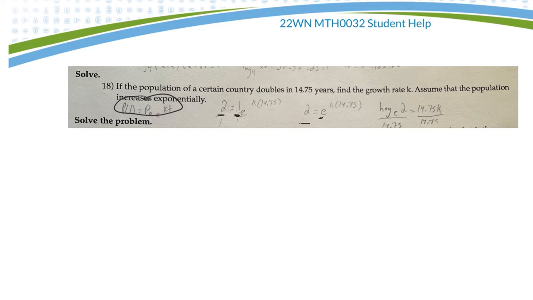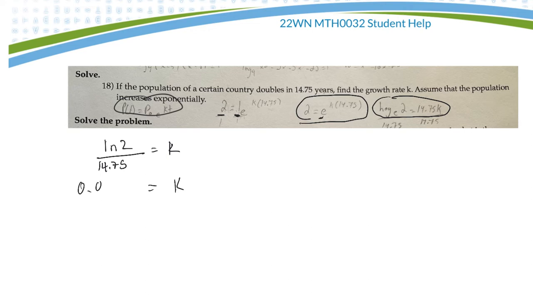And then change this from exponential to log form. Beautiful. And then divide both sides by 14.75. Good, so let me do that. So it'll be ln of 2 divided by 14.75. Okay, let me do that on the calculator. That's equal to k. So k is equal to 0.04699, was it? Yep, 4699.